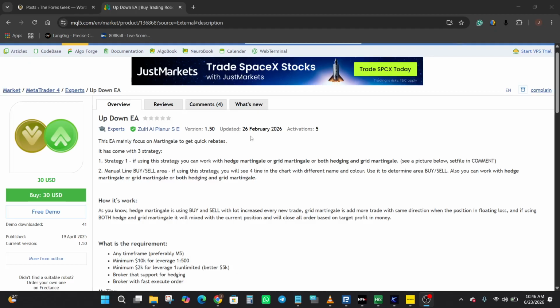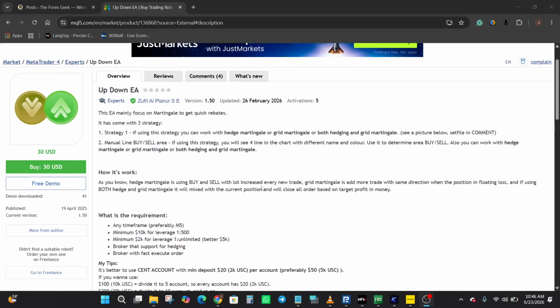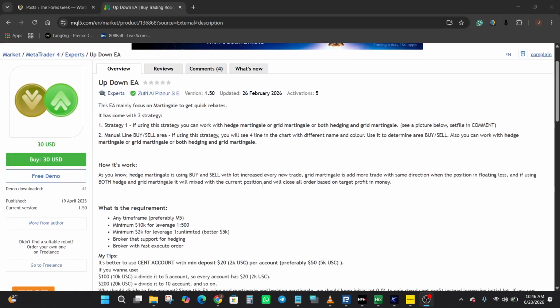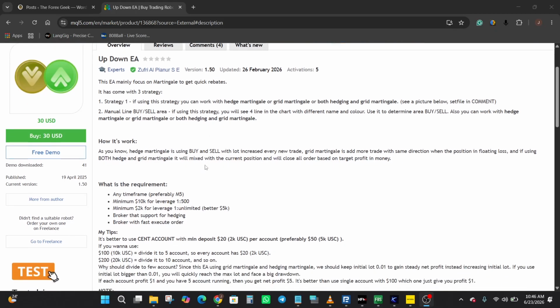Now, starting with the marketplace overview, this EA is priced at 30 US dollars, which immediately puts it in a very low cost category compared to most systems on the platform. It is positioned as a trading tool that mainly focuses on martingale based strategies to generate quick rebates, according to the developer. As I scroll through the description, the EA is designed around three main strategy modes.